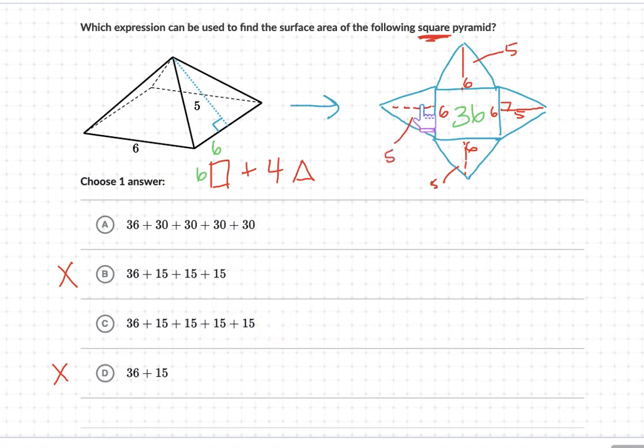So let's keep going. And then I have a triangle with a base of 6 and a height of 5.